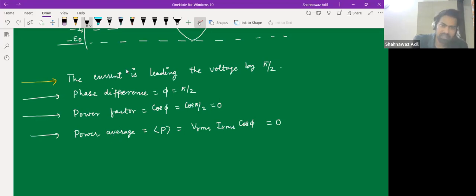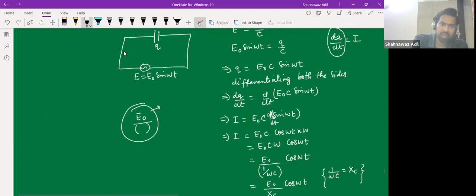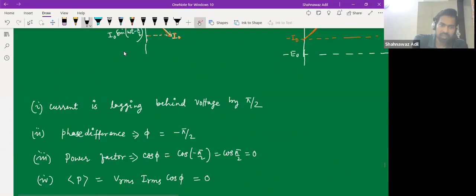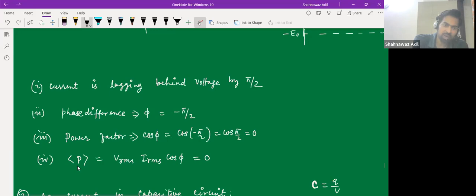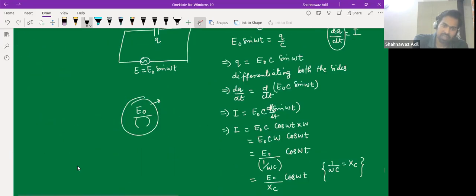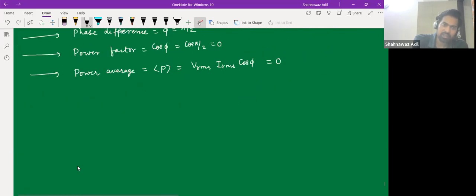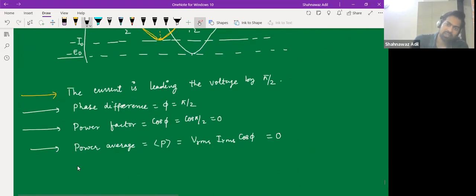So in the capacitive circuit or in the inductive circuit, in both the cases, average power is zero. So then these are called wattless current, right?